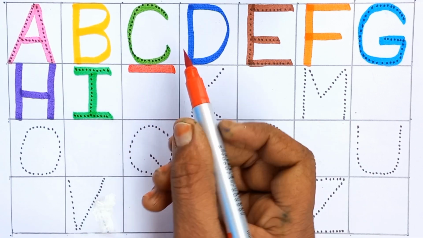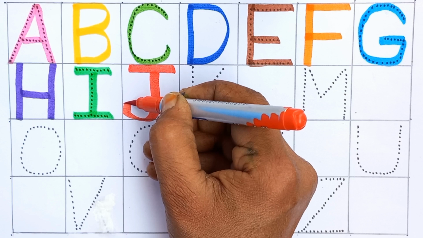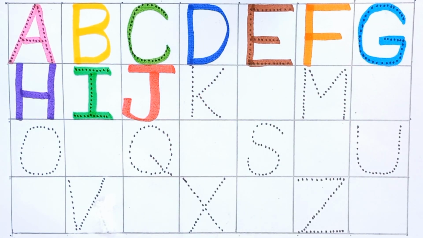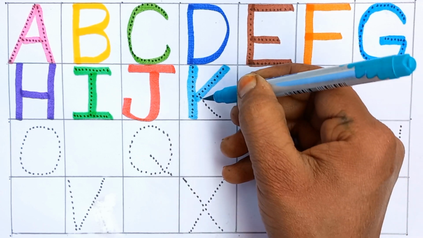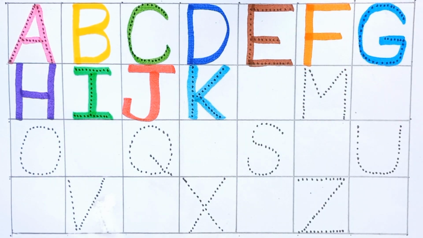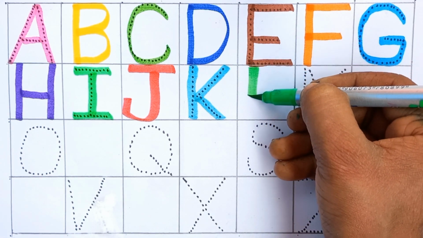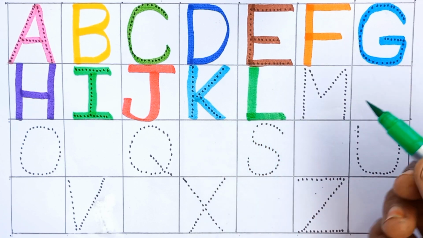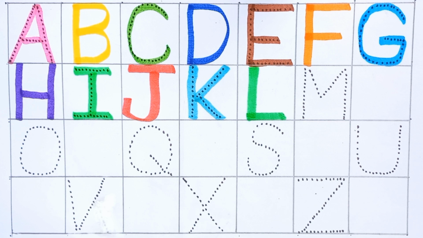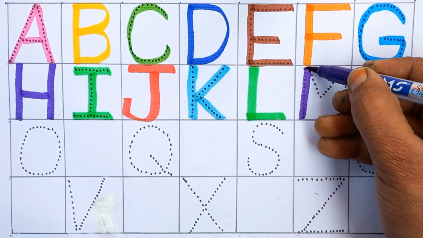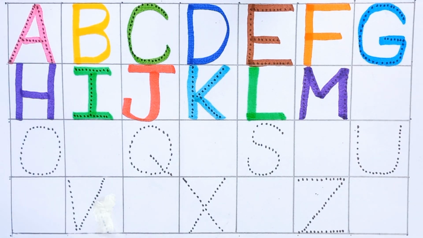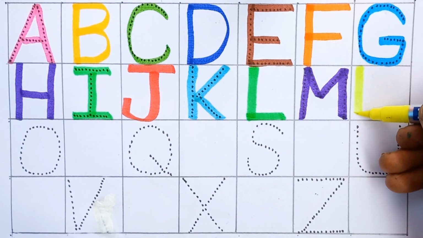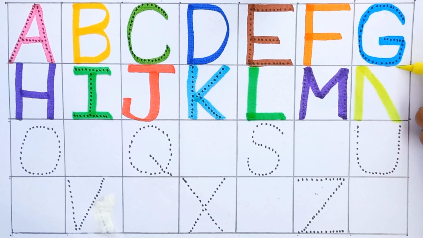J for jug. K, K for kite. L, L for lion. M, M for monkey. N, N for nest.